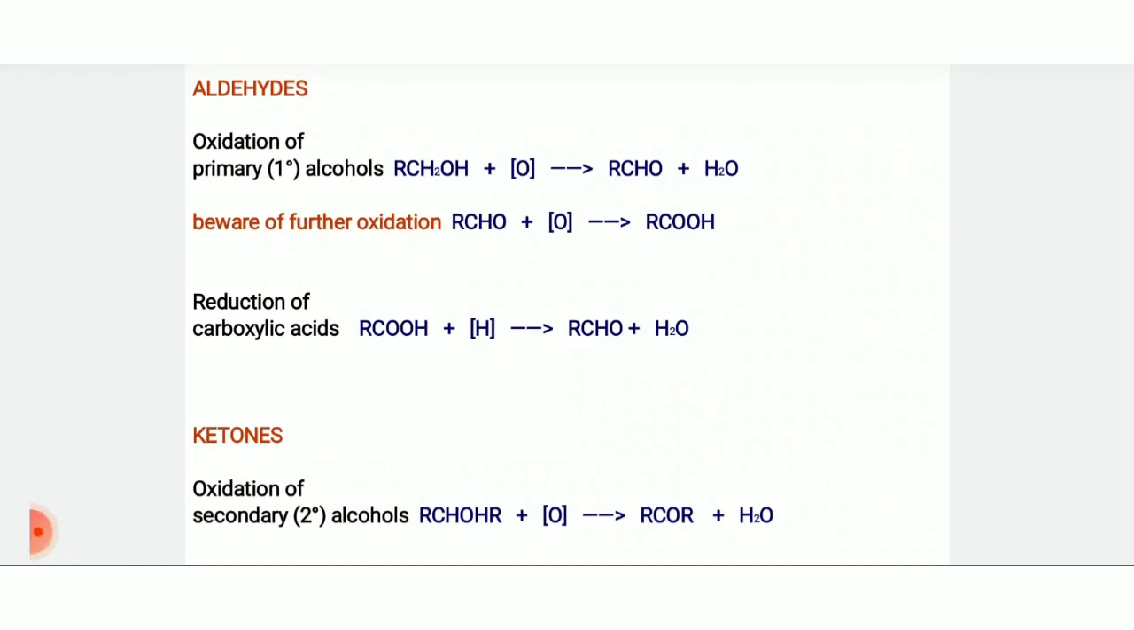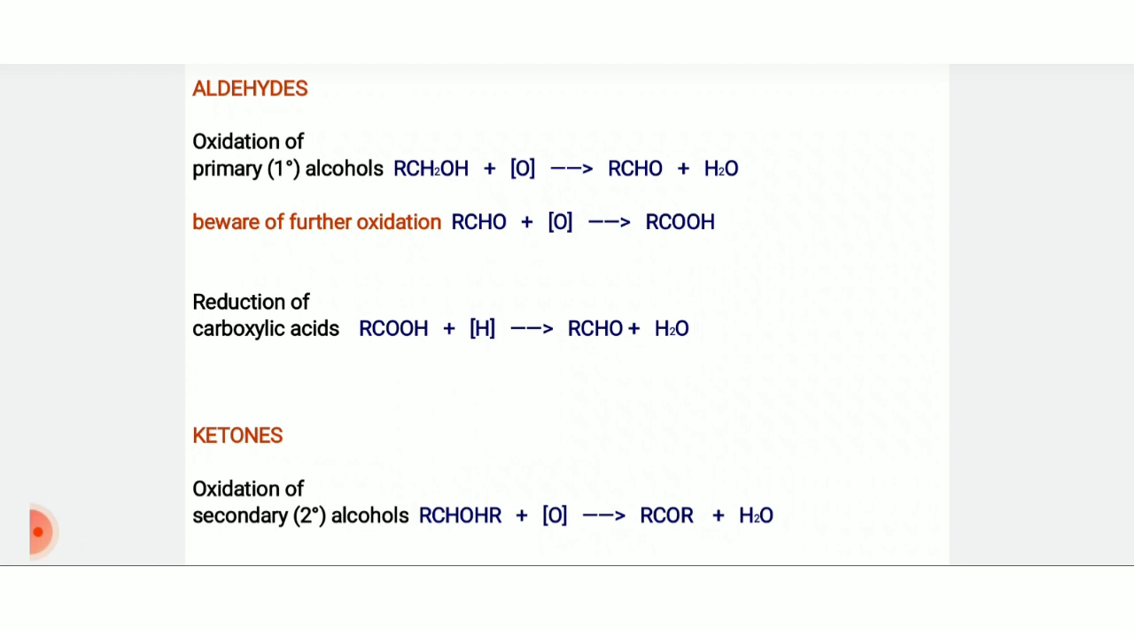Formation of aldehyde. In general, alcohols are oxidized into carbonyl compounds. Primary alcohol is oxidized into aldehyde, secondary alcohol is oxidized into ketone. In some cases, primary alcohol oxidized by a strong oxidizing agent is oxidized into aldehyde and further oxidized into carboxylic acid. For example, potassium permanganate is a powerful oxidizing agent.